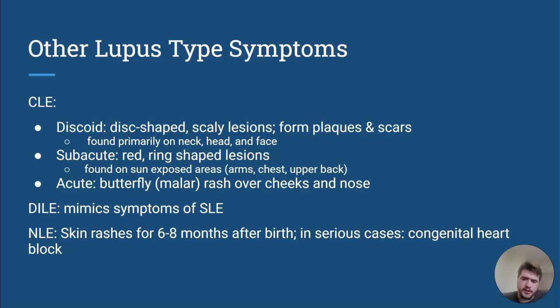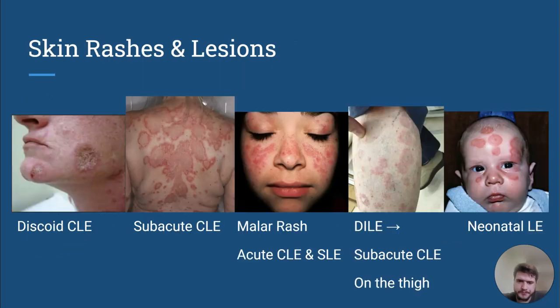Like I said, drug-induced lupus presents symptoms the same as systemic, and then neonatal lupus will have skin rashes post-birth. And if it was a serious case in utero, they may have developed congenital heart block.